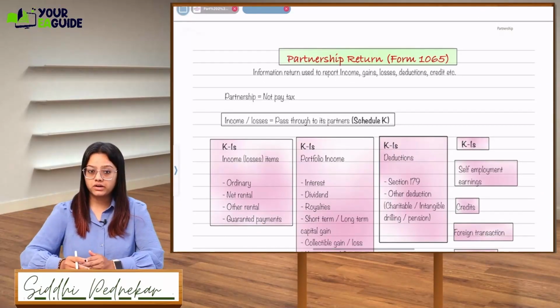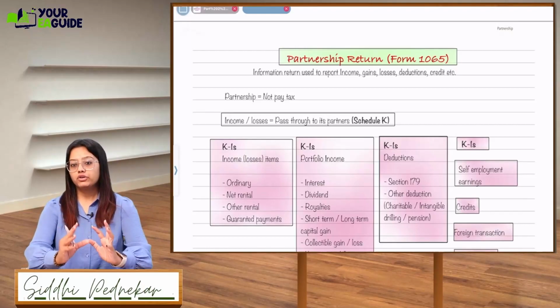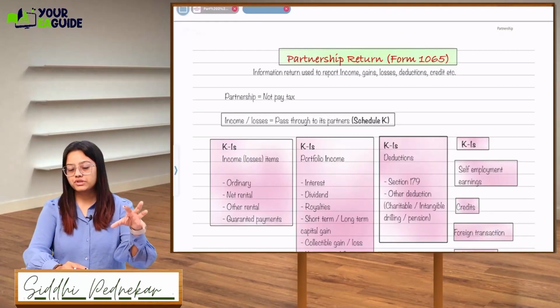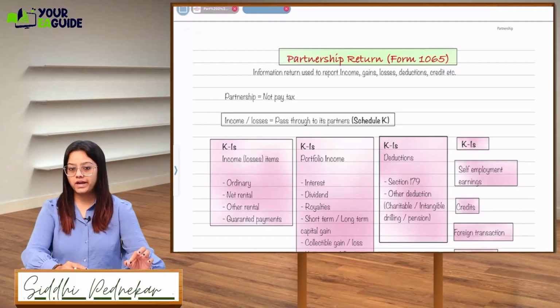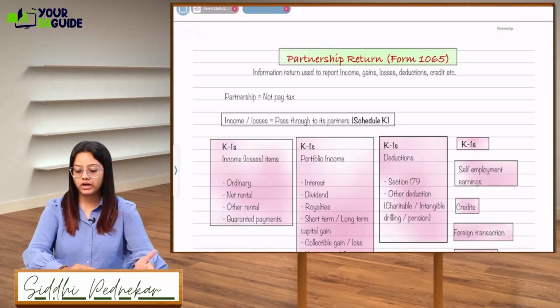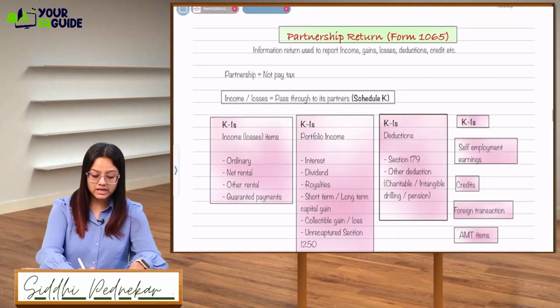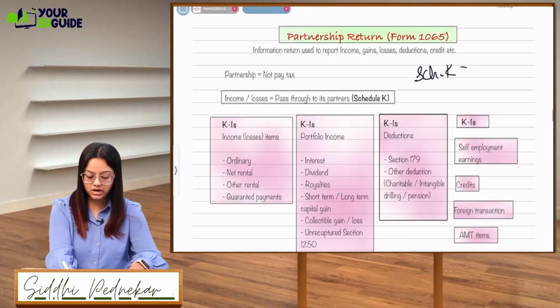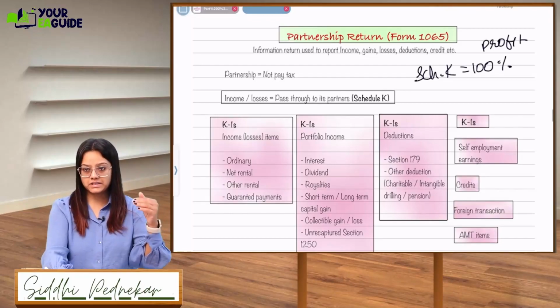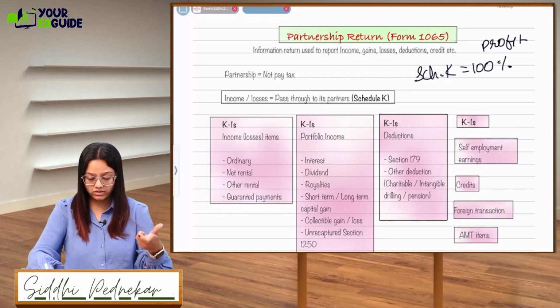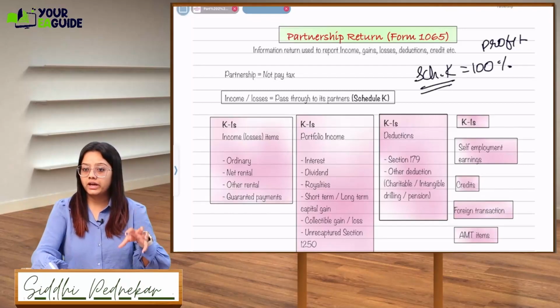Next, let's move to the 1065 partnership return. It's simple. You just add all your incomes and reduce all your expenses. Whatever is your net earning has to be allocated between the partners. Now Schedule K is our 100% share of profit. Whatever is income minus expenses, that is your net earnings, and that will go to Schedule K 100%.